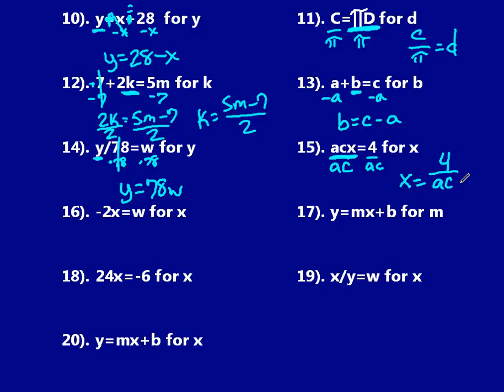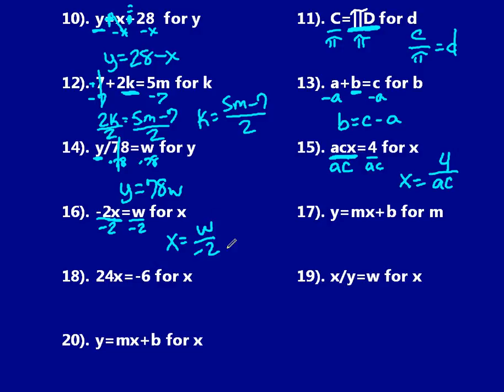16, also very straightforward. Here's the x, it's the only term over there, so I need to get rid of what it's attached to, which is the negative 2. It's attached by multiplication, that's why I divide. So x will equal w over negative 2.